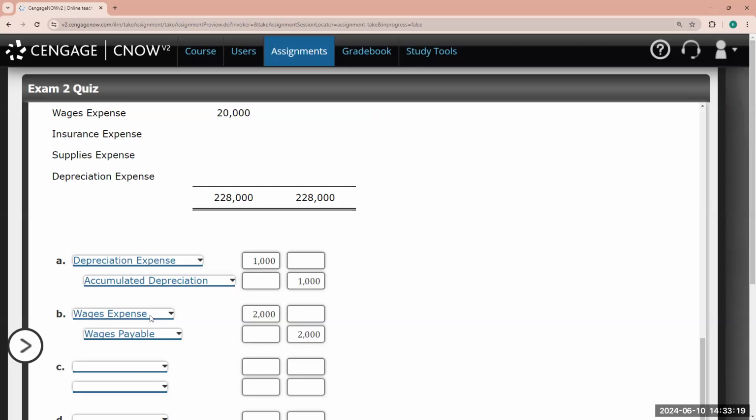We reflect the fact that our employees work for us, and then we account for the fact that we owe them $2,000, so we set up the liability.